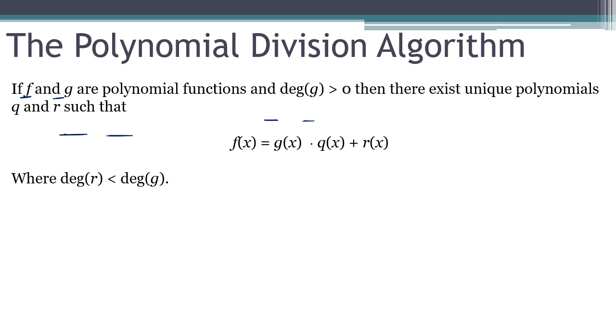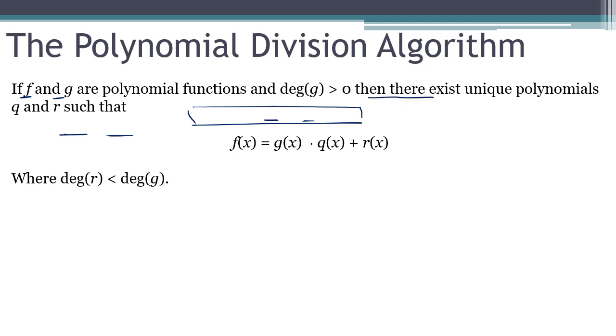Now, to prove this, we're going to have to show two things. First, that for two initial polynomials, f and g, polynomials q and r exist where f of x is equal to g of x times q of x plus r of x. And second, we need to show that the q and r polynomials are unique.